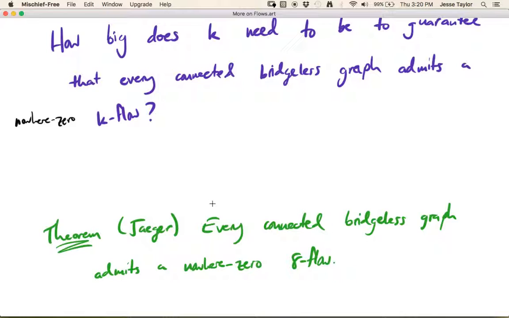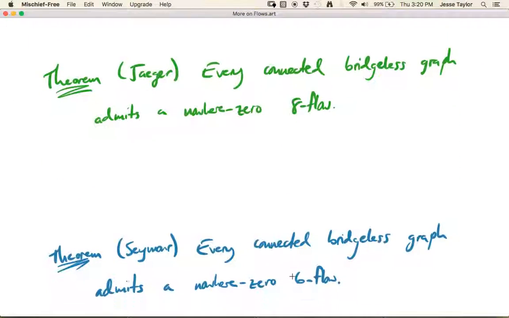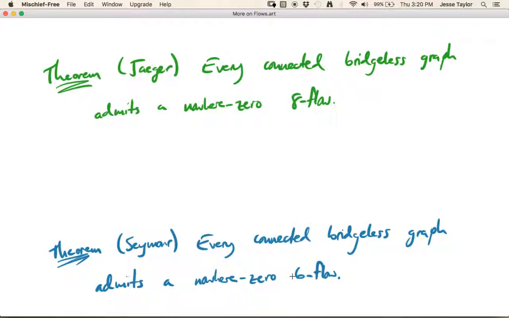So a French mathematician named Jaeger, pronounced Jégé, solved that, figured out that this number's not big, it's not even double digits, it's 8. So every connected bridgeless graph admits a nowhere 0, 8 flow. Okay, so that's pretty surprising. You don't need a very big number to make sure that you can get a flow on a graph. And in fact, a few years after that, Paul Seymour proved that it's actually not 8, it's 6. Okay, so this is why I've been using 6, because you can always find one that is 6.